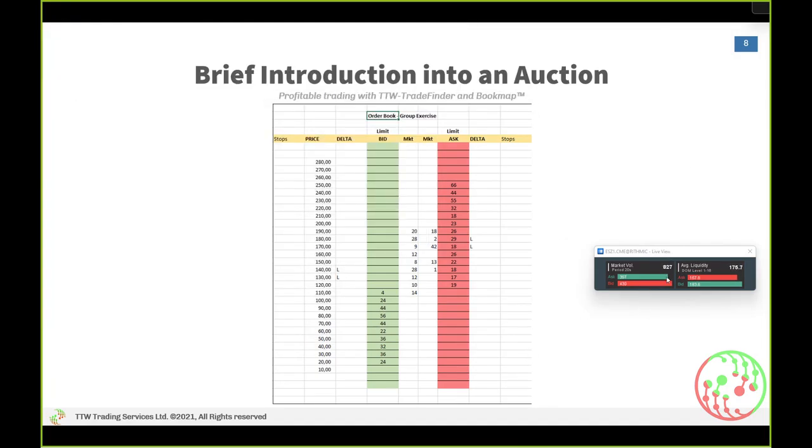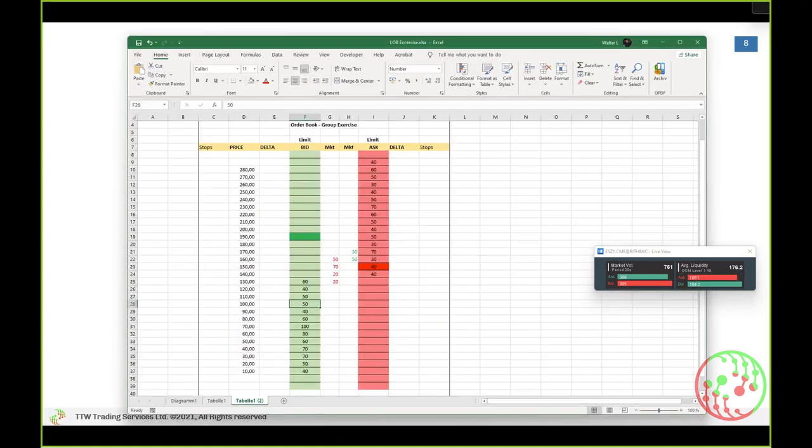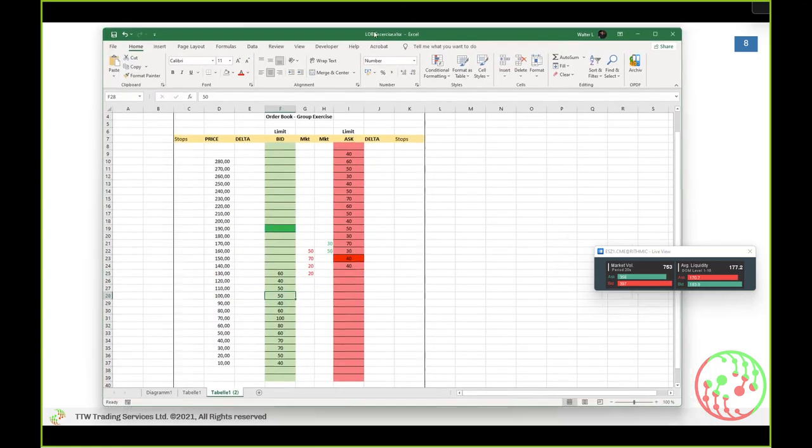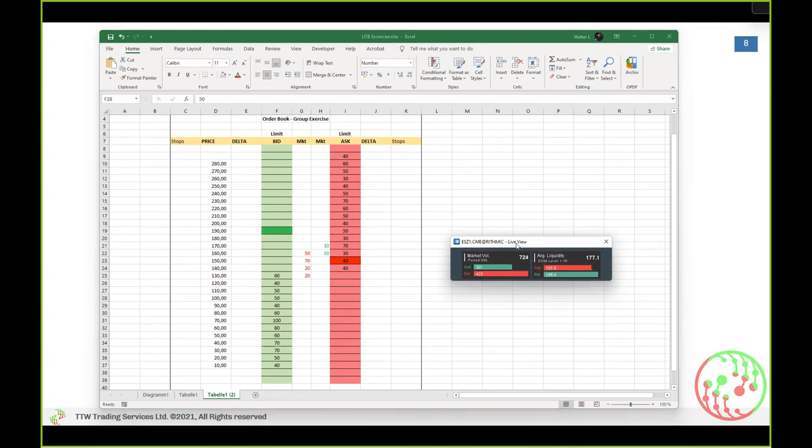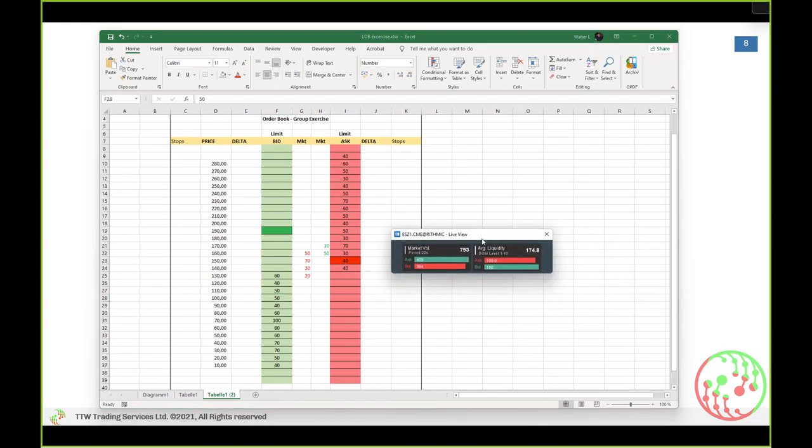I can just make... Do you see my screen? I will put on this. So you should see my Excel spreadsheet on your screens, right? Yes. And the live view as well. Yes. Okay.